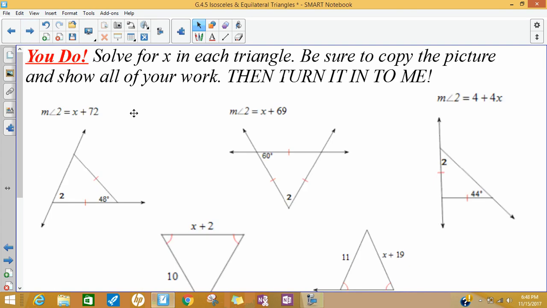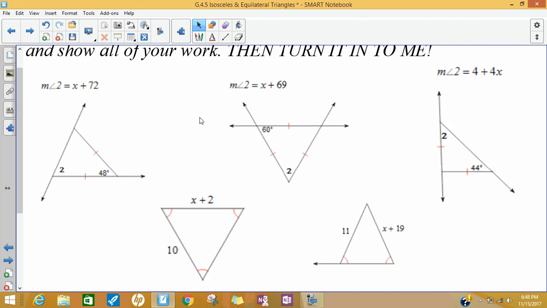So I have a few for you to try here. I want you to copy the pictures onto a piece of paper. I want you to show all your work. Show me what you've done. I want you to find the value of x in each of these triangles, and then bring it to me. So again, find x in all of these triangles. Use the ones we did together in the lesson for examples, and then bring them to me. Make sure you draw the pictures.